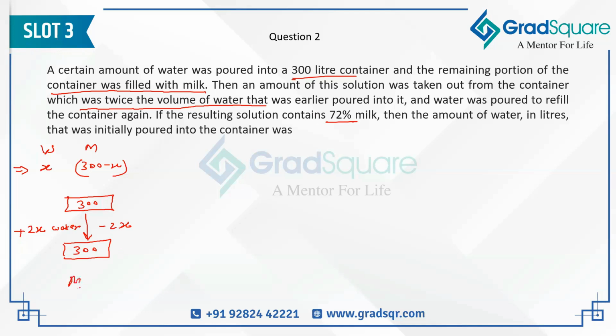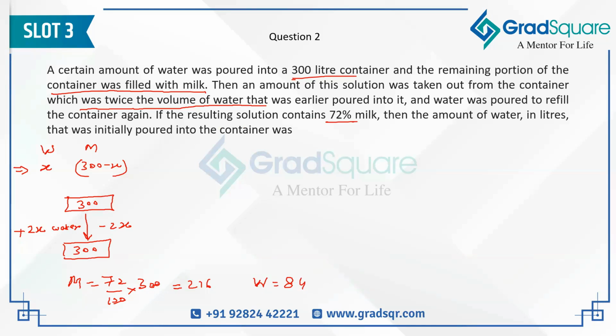So what is the final quantity of milk available over here? That's going to be 72% of 300. So that's 72 times 3, which is going to be 216 liters of milk. And hence my water quantity in that will turn out to be 300 minus 216, which is 84. This is the final state that we have.